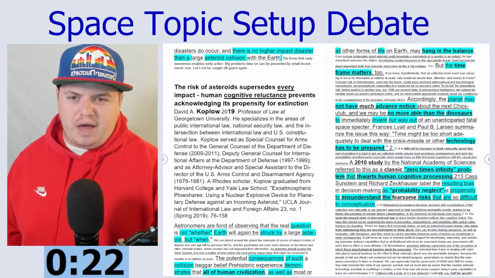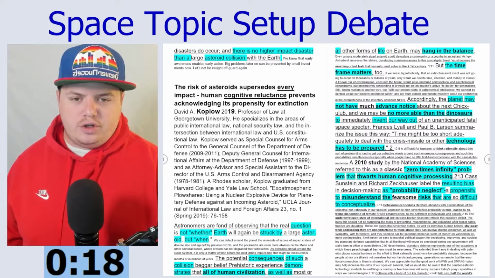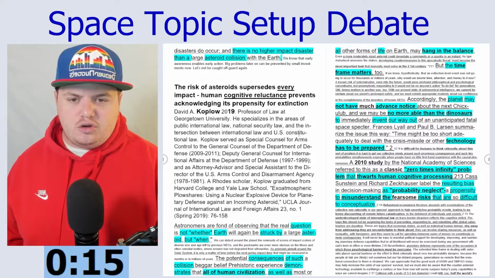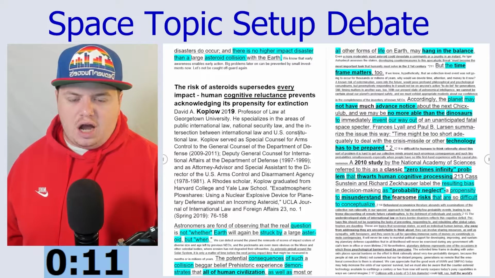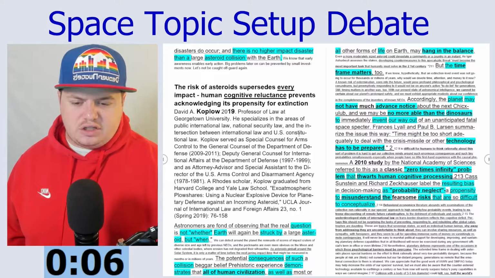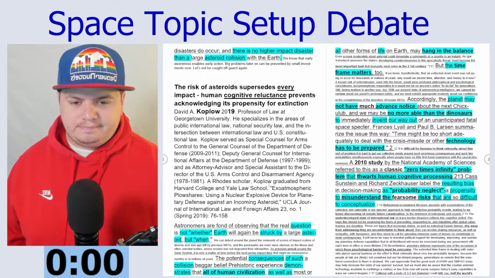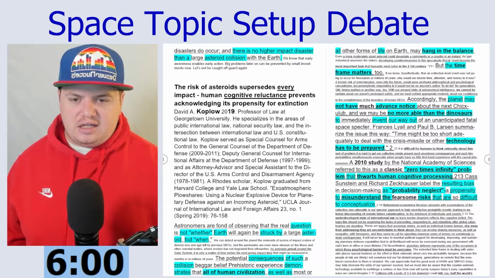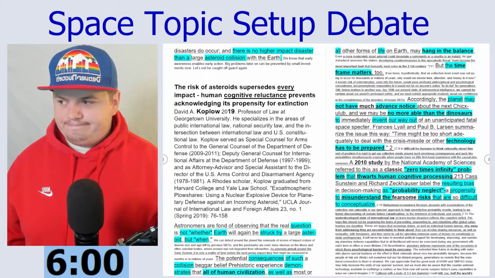There is no higher impact disaster than an asteroid collision. And finally, the risk of asteroids supersedes every impact because human cognitive reluctance prevents acknowledging its propensity for extinction. Koplow in 19. Question not whether Earth will be struck by an asteroid, but when. Consequences of such collision demonstrate all of human civilization, as well as all life, may hang in the balance. And that is the end of the AC, and then the NC is coming up next.